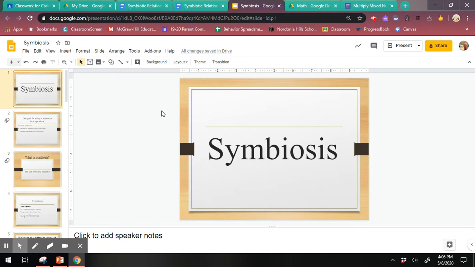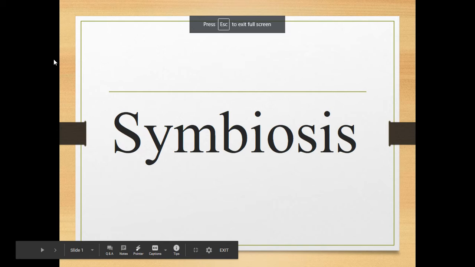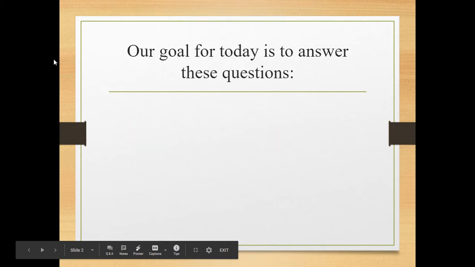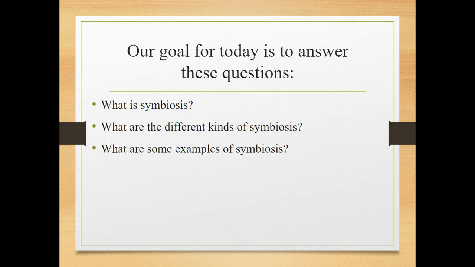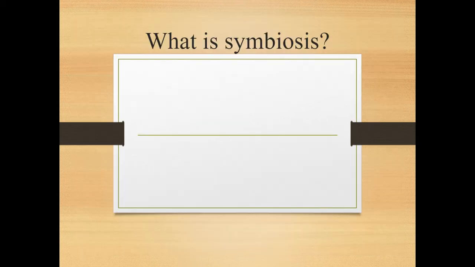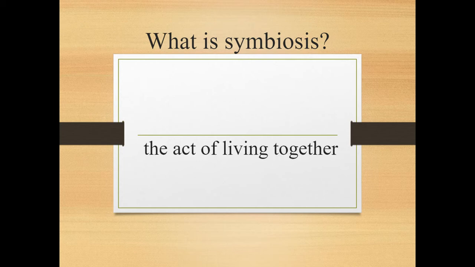So today in science, guys, we are going to be talking about symbiosis. So what is symbiosis? So let's start. Our goal for today is to figure out what is symbiosis, what are the different kinds of symbiosis, and then give some examples of symbiosis. So symbiosis, guys, pretty easy. It's just the act of living together.